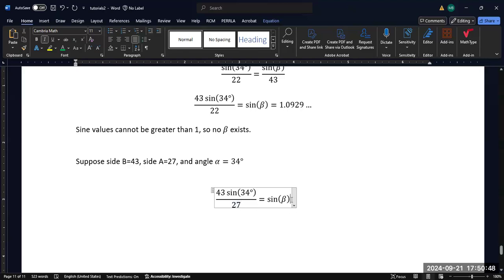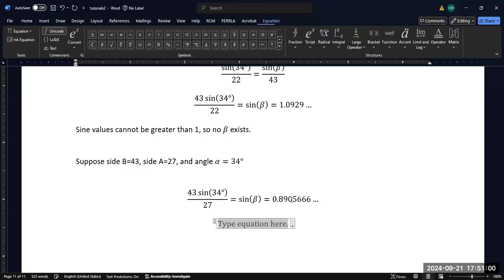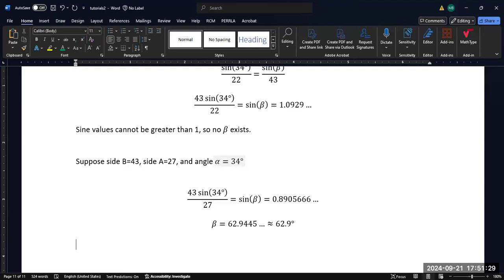Now we get sine is 0.890566. And the value of beta in the first quadrant is going to be 62.9445 ... or approximately 62.9 degrees. Now, that's the obvious one.